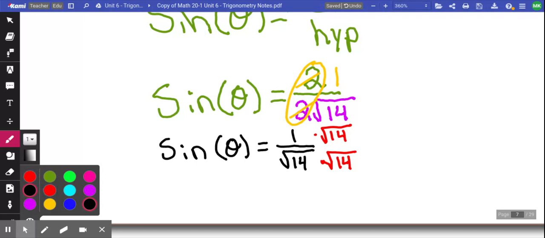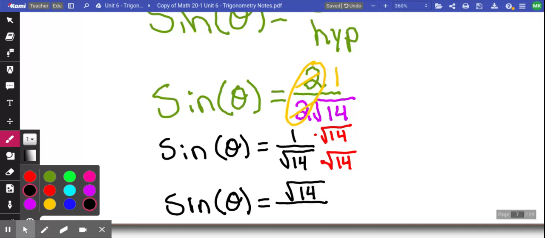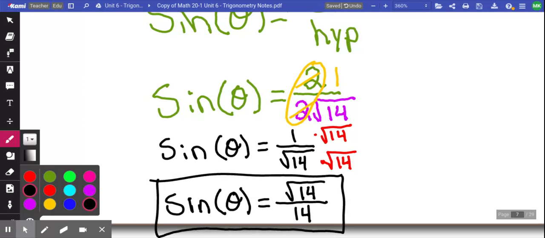By doing that, you get your sine ratio. Sine of theta equals root 14 over 14. That is our first answer.